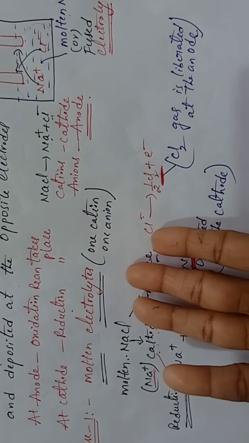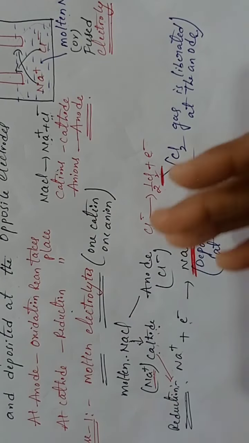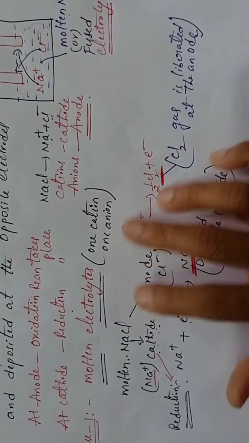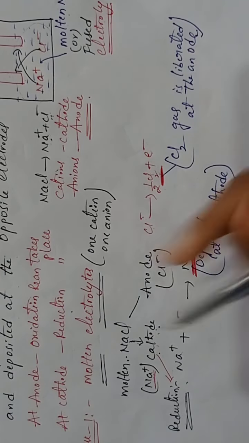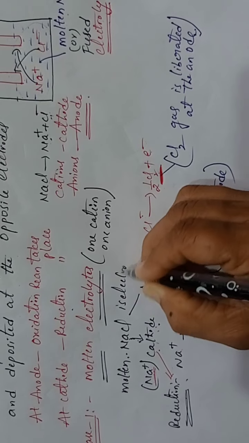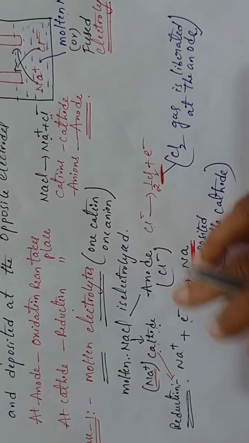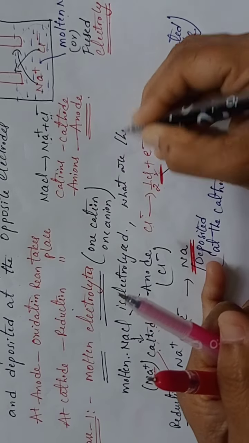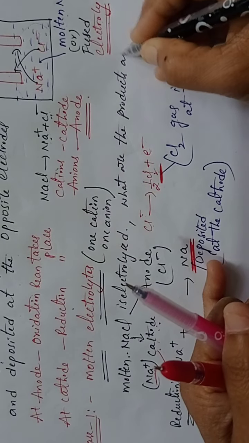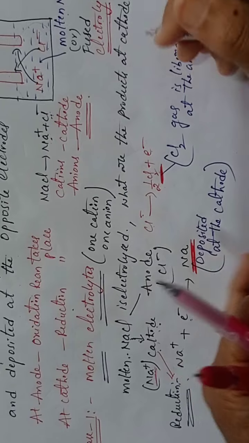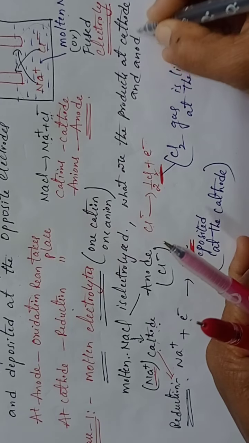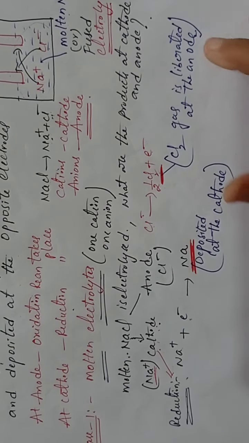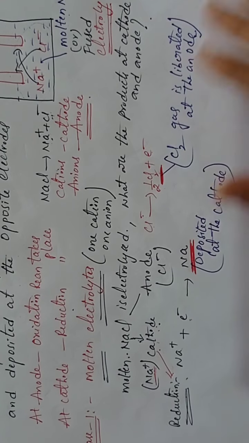So in the case of molten NaCl, what are the products obtained at the anode and cathode? Suppose molten NaCl is electrolyzed. Then what are the products obtained at the cathode and anode? This is the question, students. So what are the products? At cathode sodium, at anode chlorine. Are you clear? So this is one example.